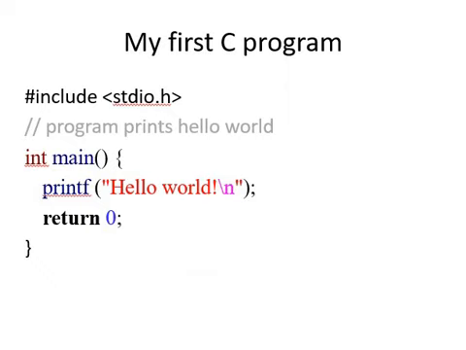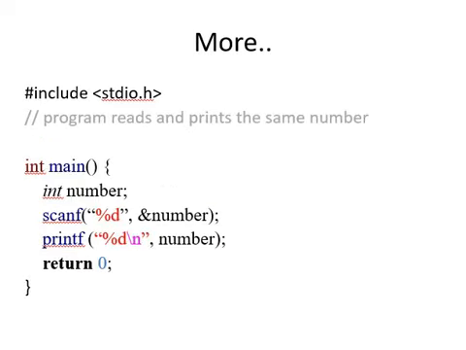And the first program is used to print hello world to the screen. If you compile this program, you will get the output as hello world. And if you compile this program, it will take a number and print the same number onto the output.